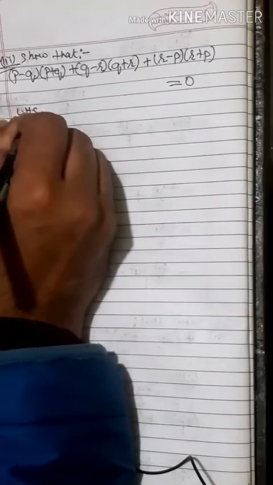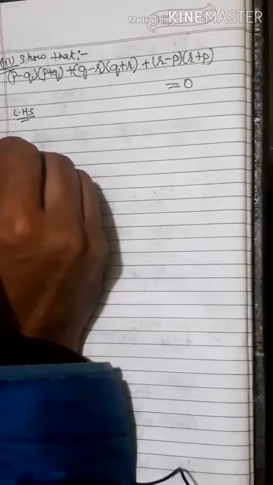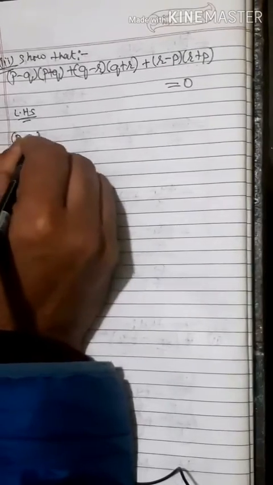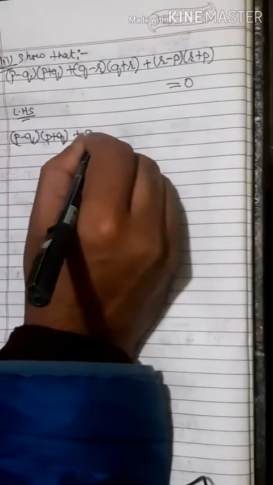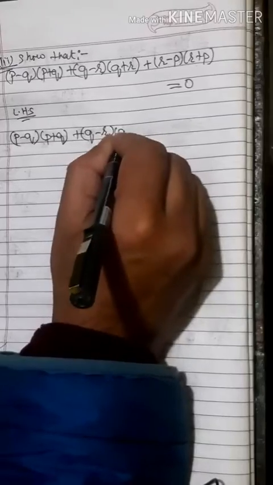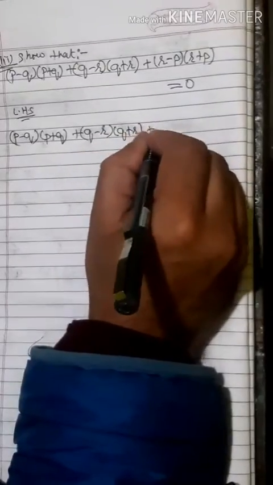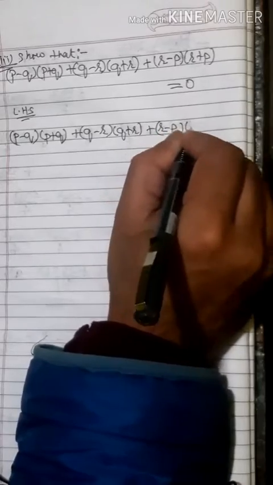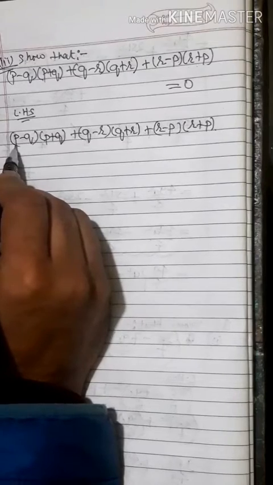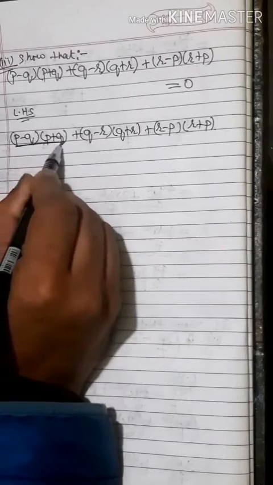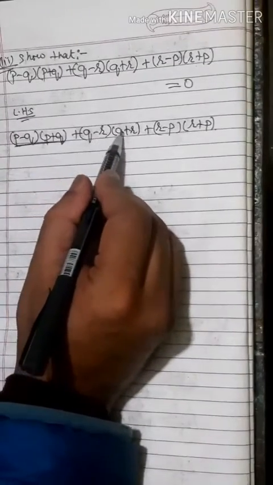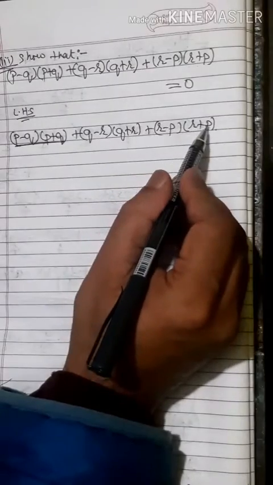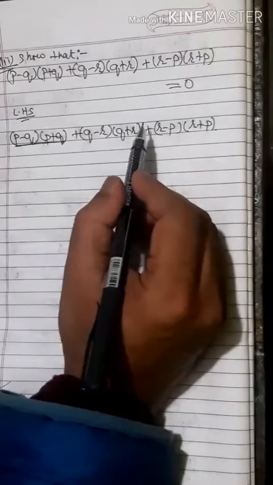So we begin with the left hand side. What is our left hand side? It is p minus q multiplied by p plus q, plus q minus r multiplied by q plus r, plus r minus p multiplied by r plus p. Now if you closely observe, this is exactly in a formula: p minus q, p plus q. Similarly, q minus r, q plus r. Similarly, r minus p, r plus p.